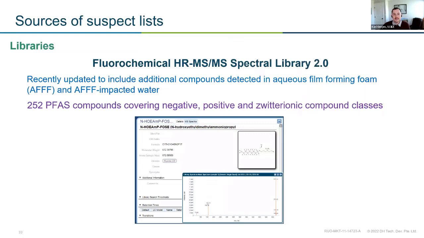Some of the places we can curate or build these suspect lists from, the first one would be a library. In this case, just as an example, we have this IX fluorochem library. There's 252 PFAS compounds in there. And in my lab, I certainly don't have 252 standards of PFAS, right? But I can go through and screen my sample for all of those compounds and see, does it match my library? And if it does, I can be really confident, hey, this is a level 2 match. I'm moving up my pyramid.